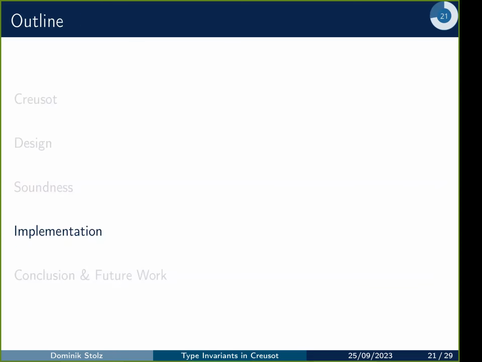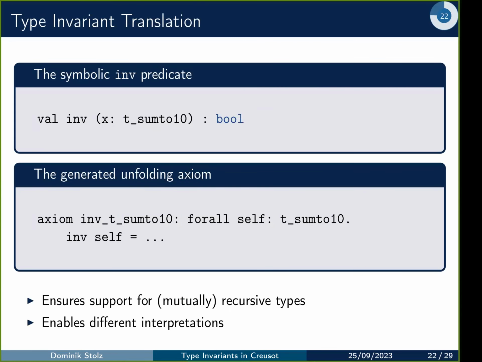Okay, so now that we have talked about the unsoundness, I want to talk about a few selected parts of the implementation of type invariance. So first, how do we encode these structural invariants? This works by having the symbolic inf predicate, which is generic over all types. And then for every type in Rust, we generate an unfolding axiom, which says how to unfold inf for one specific type.